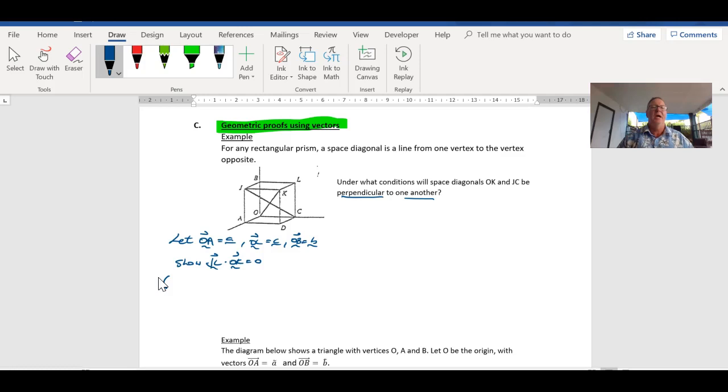So follow my logic. JC, to go from J to C, I would go in the negative A direction, a C, and a negative B direction. And from O to K, a bit easier. It would be A plus a vector B plus a vector C.